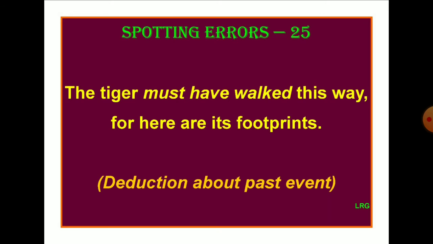The next sentence. The tiger must have walked this way, for here are its footprints. This sentence tells you how a conclusion about a past action is arrived at on the basis of some evidence. To express deductions or conclusions about past actions based on evidence, you have to use the modal auxiliary must have with the past participle of the main verb.